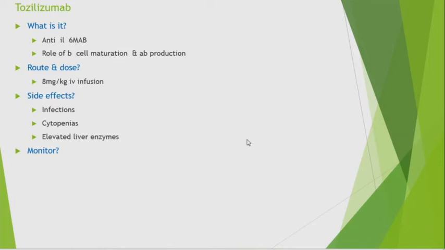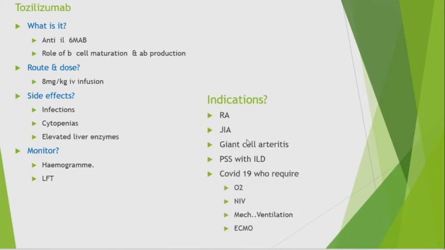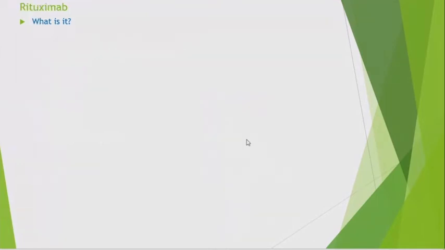How do you monitor before and after? Hemogram and liver function test should be monitored. Okay, sir. Indications? You rightly said rheumatoid, juvenile arthritis, giant cell arthritis, systemic sclerosis with interstitial lung disease, COVID-19. Yes, sir. Those who are on oxygen, NIV, who require mechanical ventilation or ECMO. So a selected group of patients may be given. Very good.